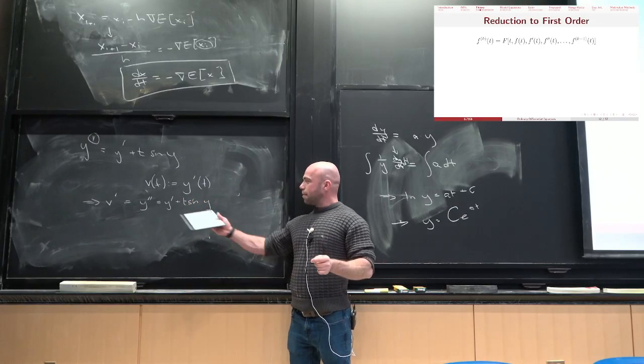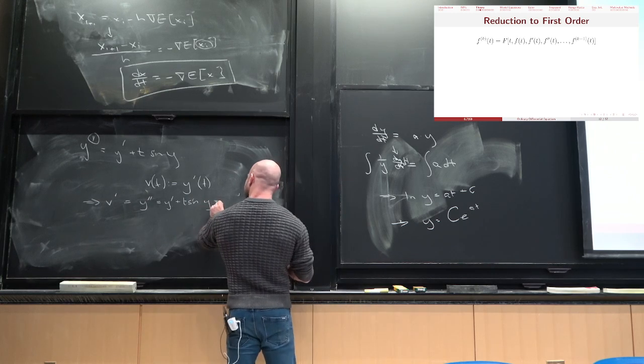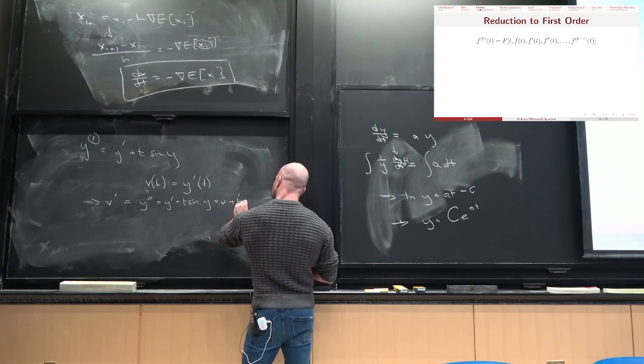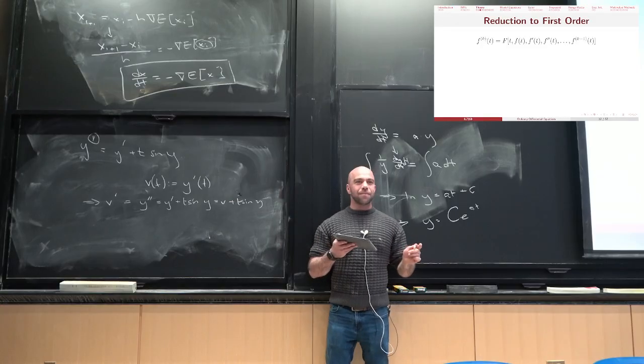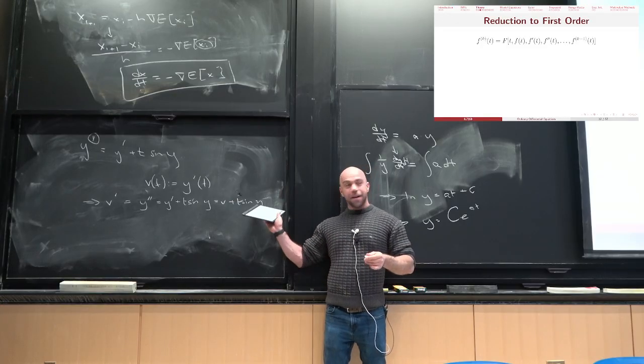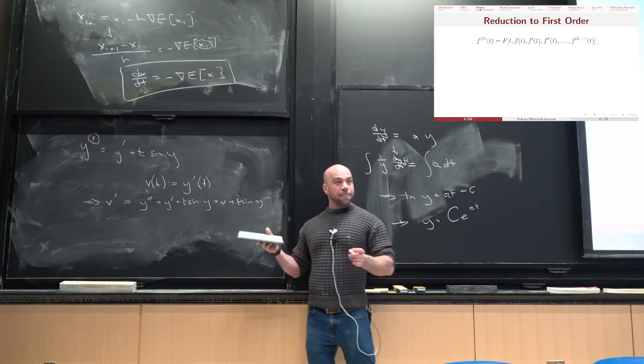But wait a second, what's y prime? It's v, right? So this thing is v plus t sine of y. Everybody see what I did there? Notice that this expression on the right-hand side does not contain any derivatives at all. So what did we show?